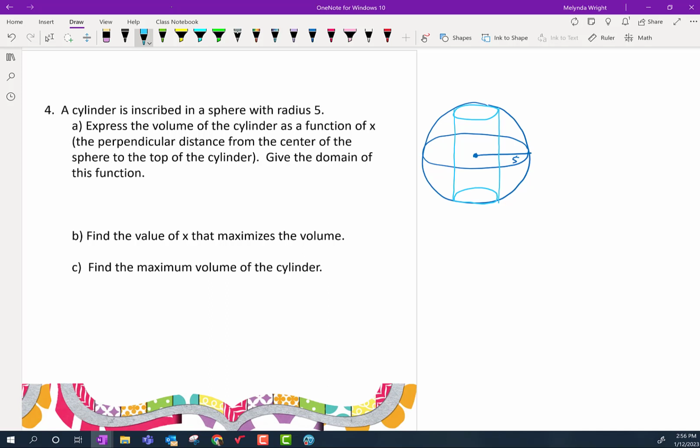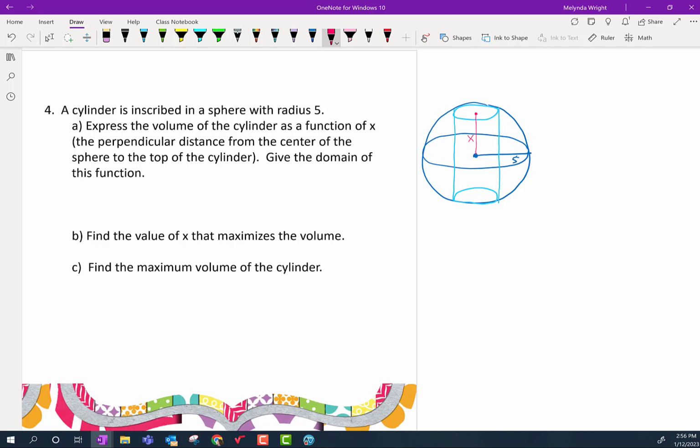It says, express the volume of the cylinder as a function of x. X is the perpendicular distance from the center of the sphere to the top of the cylinder. So this is x, the distance from the center of the sphere to the top of the cylinder.